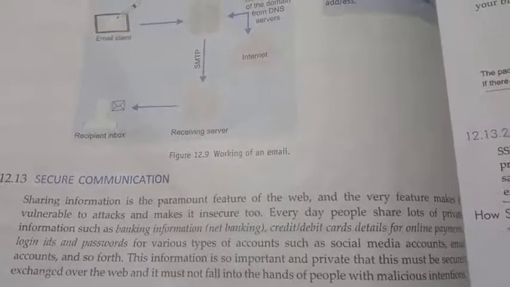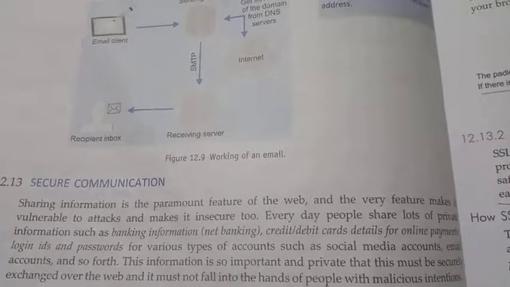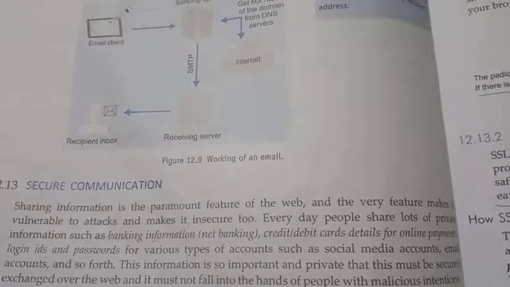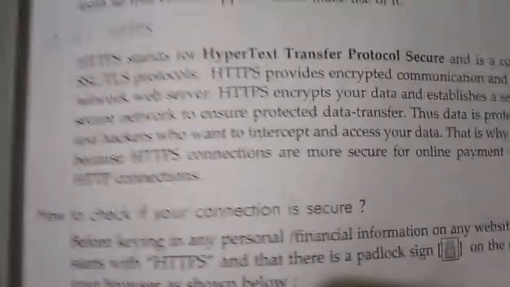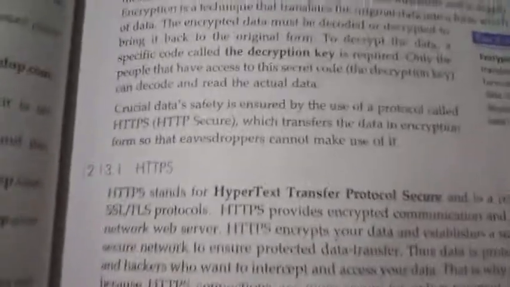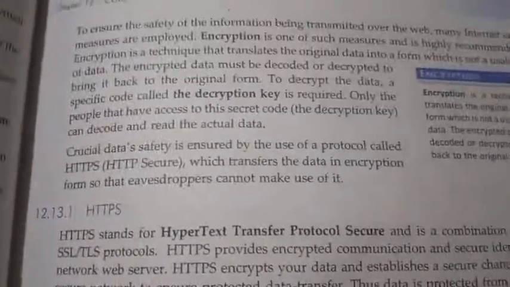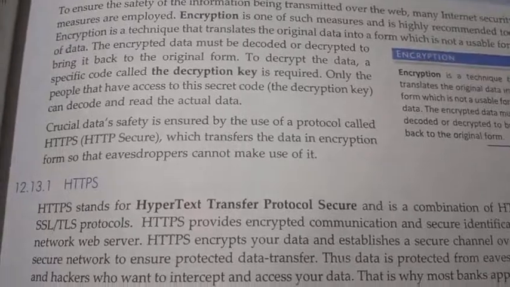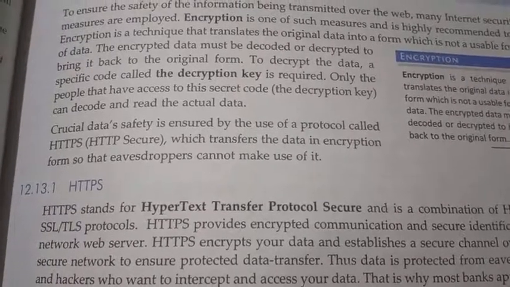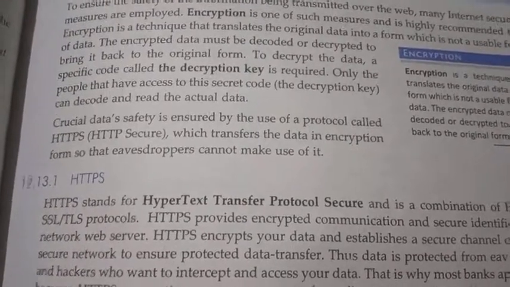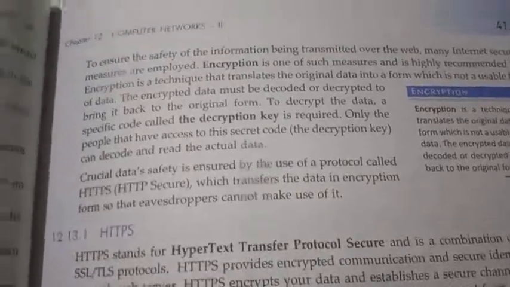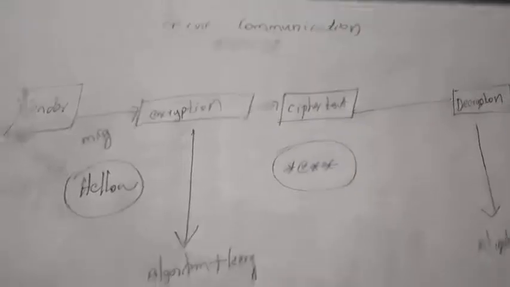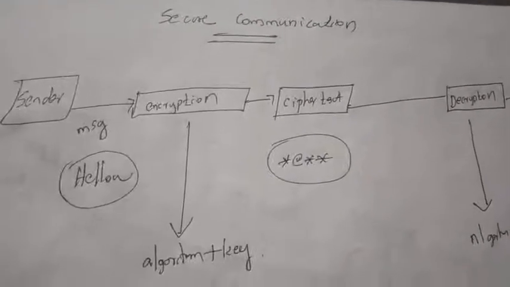Information like banking and credit card details should be in a secure format. So how we can achieve secure communication is what we are going to study today. We can use the technique of encryption and decryption. You need to study what we mean by encryption and decryption, and what we mean by keys and encryption algorithm. I will show one example. Look at this, it shows the complete details of secure communication using encryption and decryption.